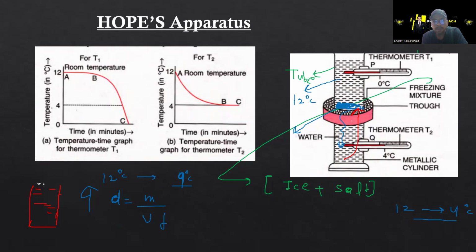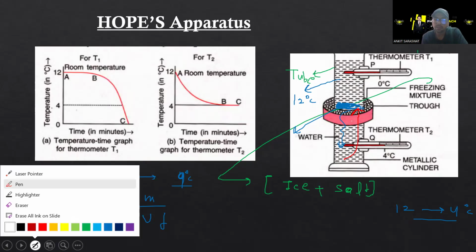This central portion becomes heavier. The central portion water becomes heavier, so it is going down, and the lighter water is coming up. Again, it is getting cool. So this process continues until the temperature of the entire liquid below the central portion reaches 4 degrees Celsius. Up to 4 degrees Celsius, the same thing is going to happen.